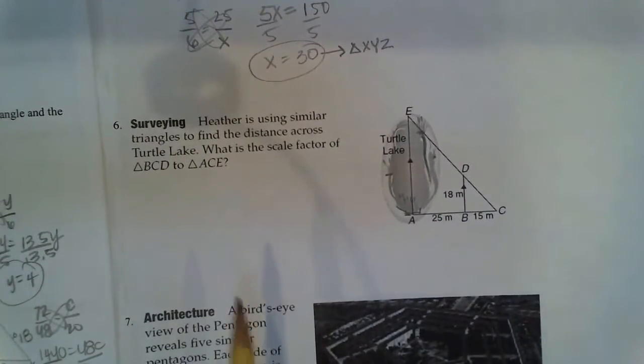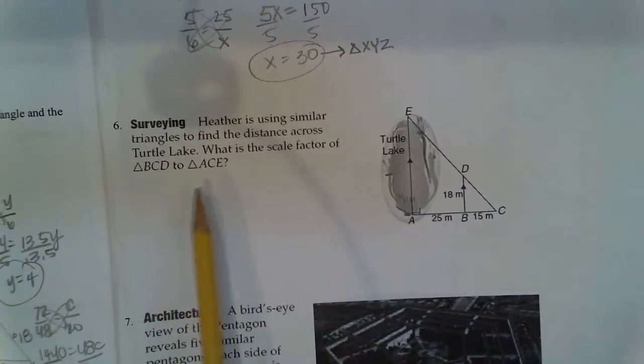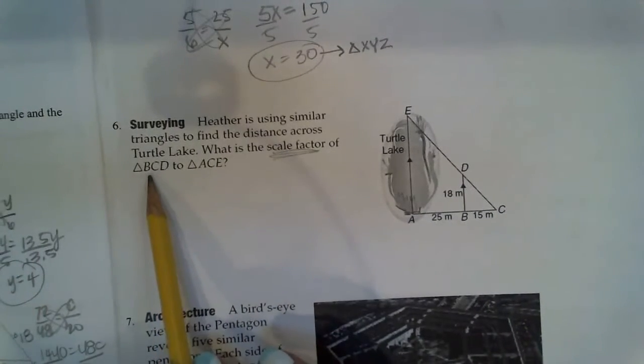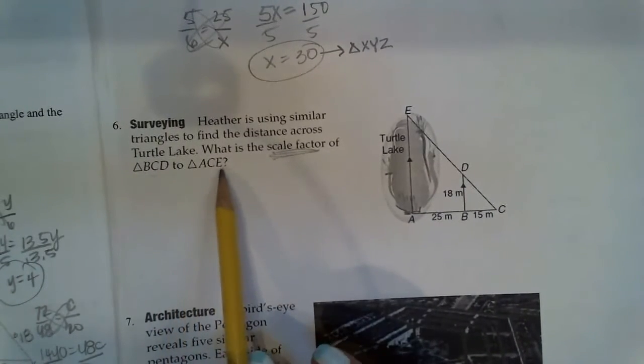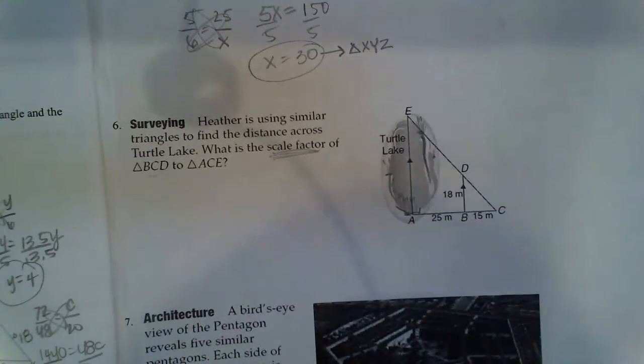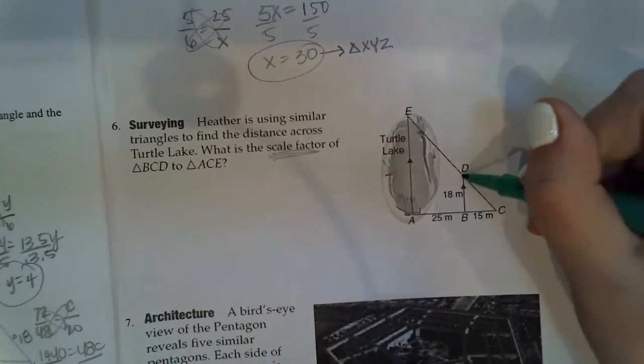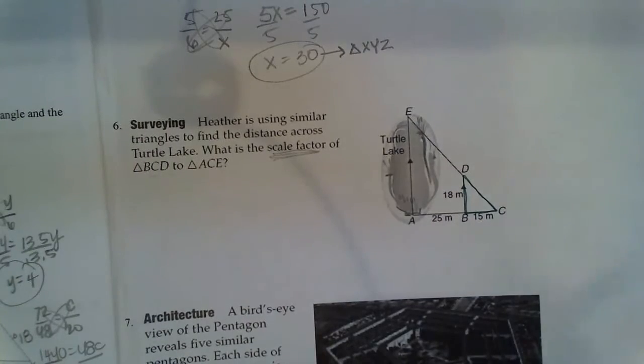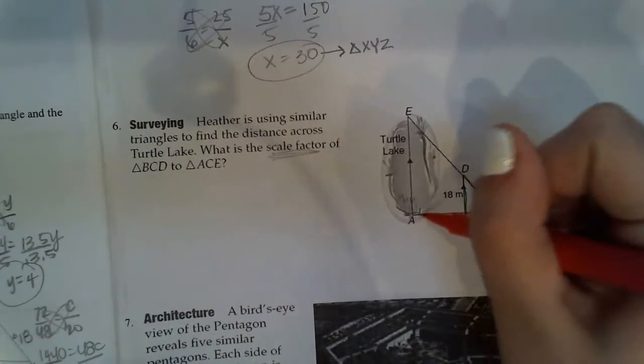Heather is using similar triangles to find the distance across Turtle Lake. What is the scale factor of triangle BCD to triangle ACE? So here are our two triangles. I have BCD, the small one, and I have a bigger one, ACE.